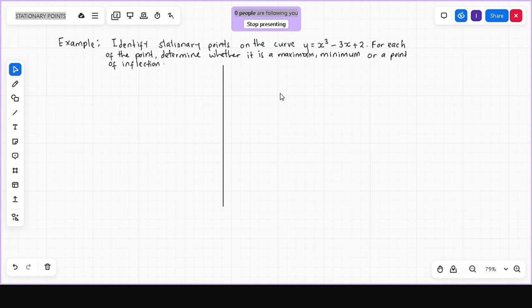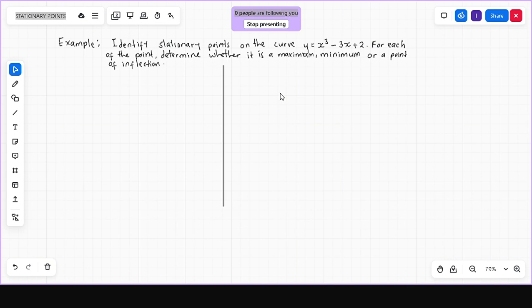Welcome again, guys. In the previous tutorial, I managed to teach you about the stationary points. Now in this tutorial, I'm going to help solve this question on the whiteboard here. The question reads, identify stationary points on the curve y equal to x cubed minus 3x plus 2. For each of the points, determine whether it is a maximum, minimum, or a point of inflection.